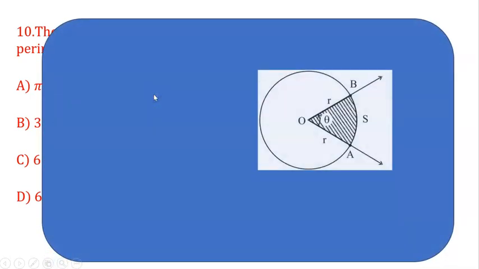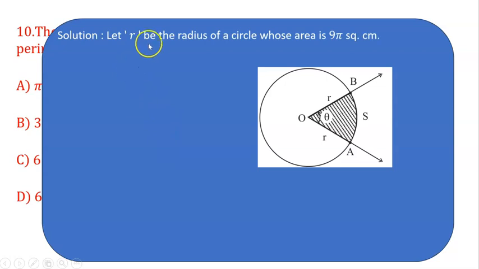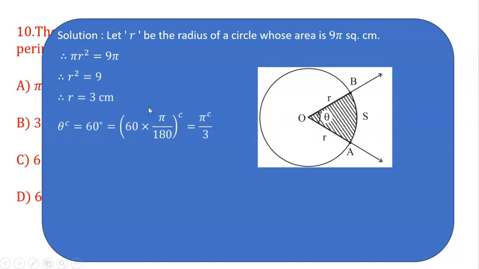Now see this here. The perimeter means what? The length OB plus the length of the arc S plus length OA, that is R plus S plus R, that is 2R plus S. See this here. Let R be the radius of a circle whose area is 9 pi square centimeter. Pi r square is equal to 9 pi. Therefore, r square is equal to 9. R is equal to 3 centimeter. Theta in radian, that is 60 degree, is equal to 60 into pi upon 180, and then you will get here pi by 3 radian.